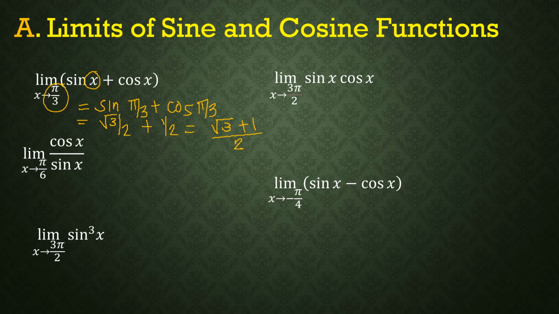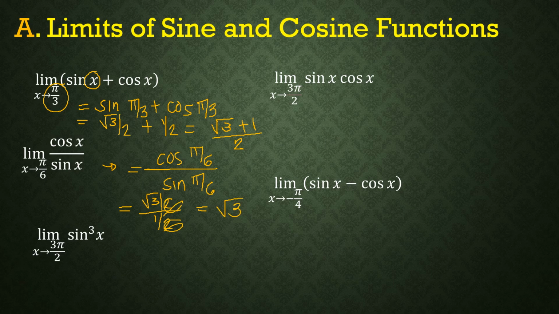So the next example, that is a division. That will be cosine pi over 6 over sine pi over 6. Cosine pi over 6 is the square root of 3 over 2 divided by 1/2. Cancel 2 here. The answer is square root of 3.